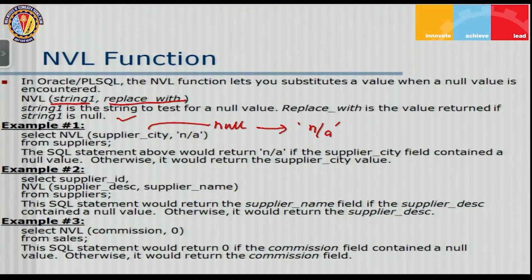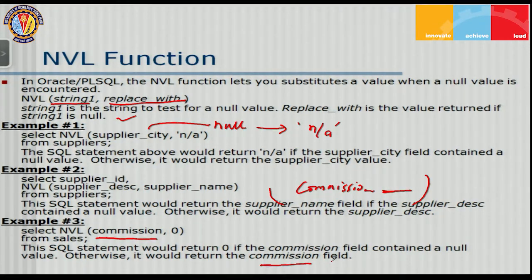Now the third example is slightly different. If the commission value is null, say for example I don't know the value, it will appear as a null. So this SQL statement would return 0 if the commission field contained a null value. Otherwise it will return the commission field. So I can replace it by a string, or by any value that I want. This is how the NVL function is defined.